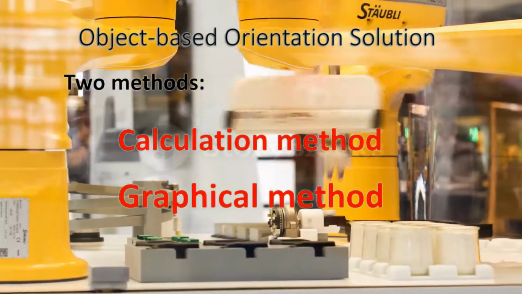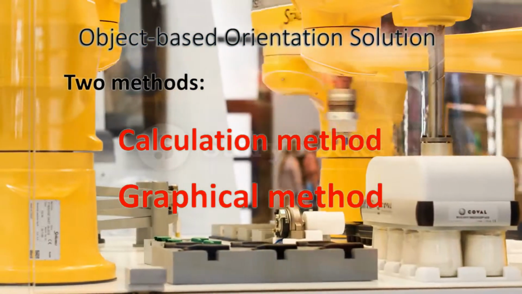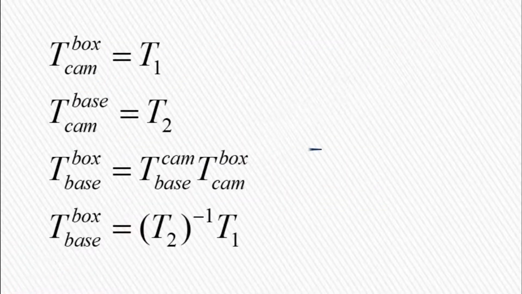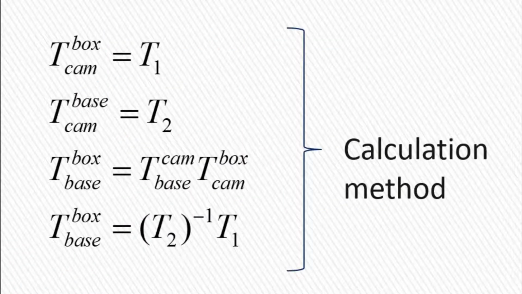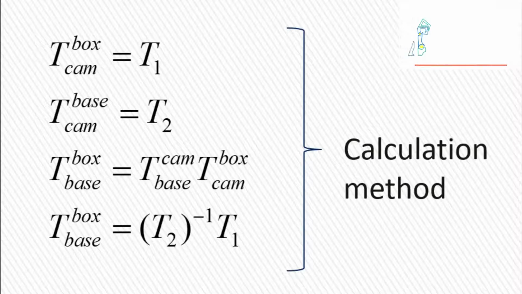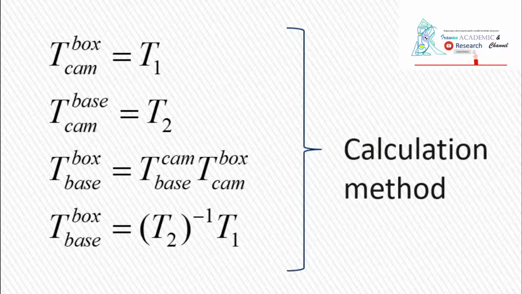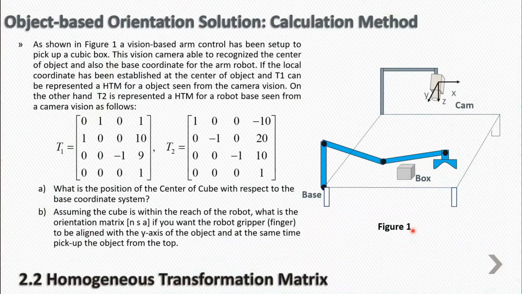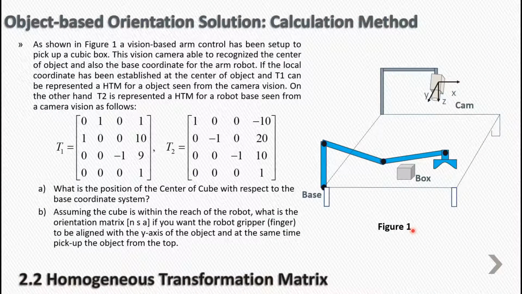The first method is a calculation method. The second method is a graphical method. The calculation method uses a formula that connects camera to base and camera to box. For the calculation method, we go straight to the problem and the situation here.